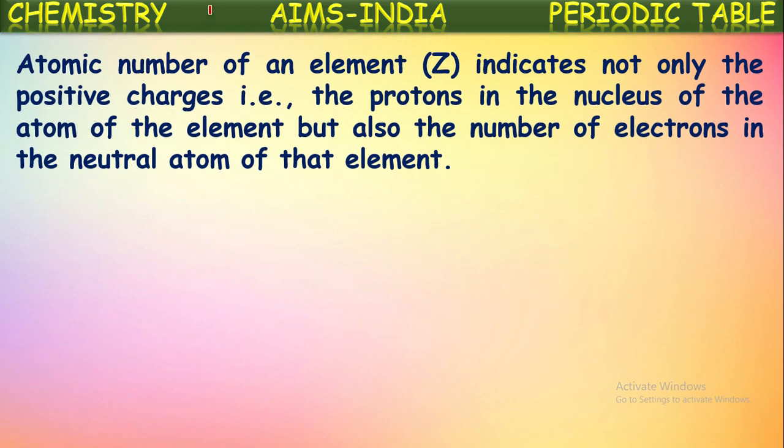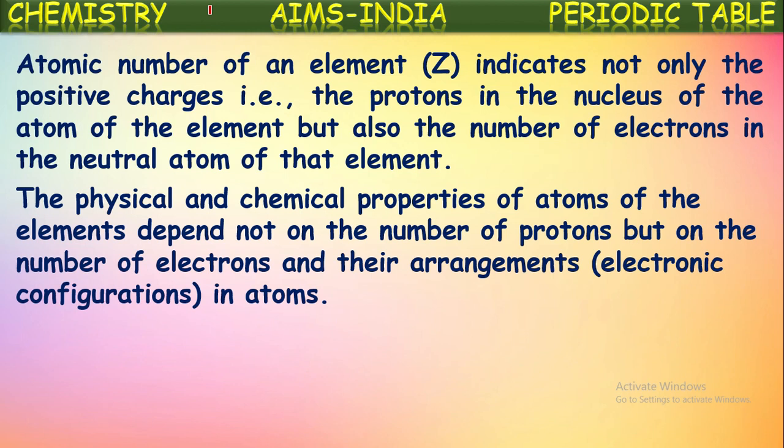Atomic number of an element indicates not only the positive charges, that is protons, in the nucleus of that atom, but also the number of electrons in the neutral atom of that element, isn't it? Atomic number represents number of protons in the nucleus. At the same time, the number of electrons also, which are revolving around the nucleus. But in the neutral atom, number of protons and number of electrons will be same, which both represent atomic number of that element.